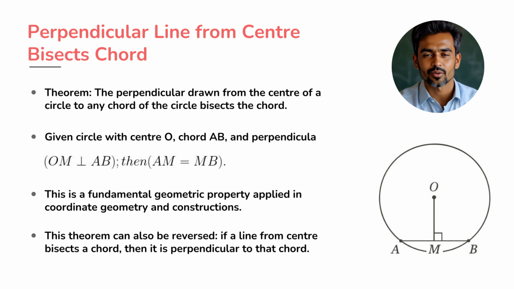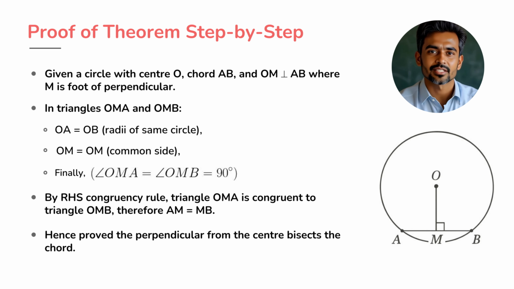Interestingly, the theorem can also be reversed. If a line from the center divides a chord into two equal parts, then that line is perpendicular to the chord. Let's now prove this step by step. We have a circle with center O and a chord AB. A perpendicular OM is drawn from the center to the chord, meeting it at point M.